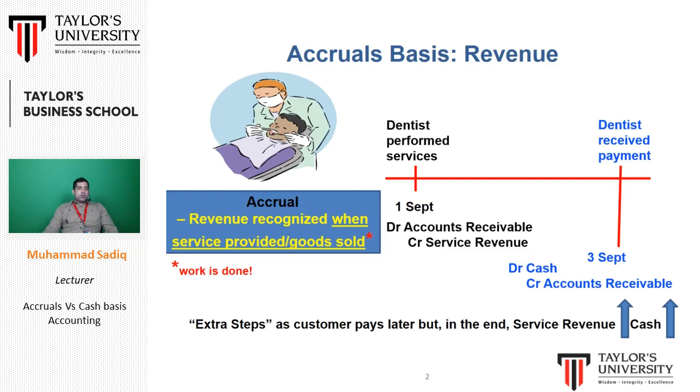But since we have already performed a service, our revenue is increasing and we have to credit our service revenue. On 3rd September, when we receive our cash, the cash is coming into the business. Therefore, our accounts receivable has to decrease once we receive cash against it, and a decrease in accounts receivable will always be a credit.